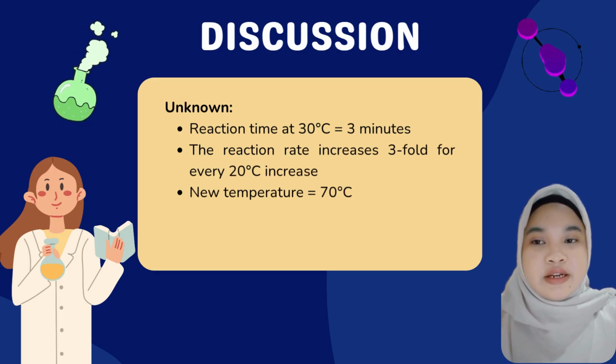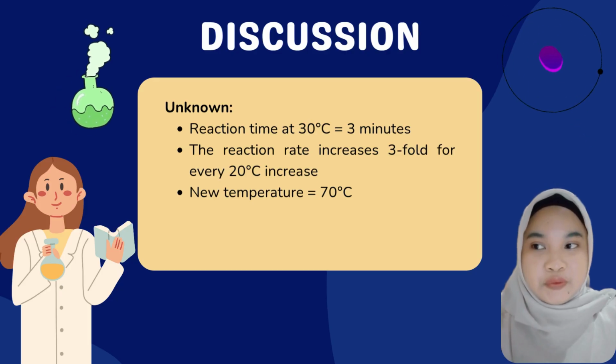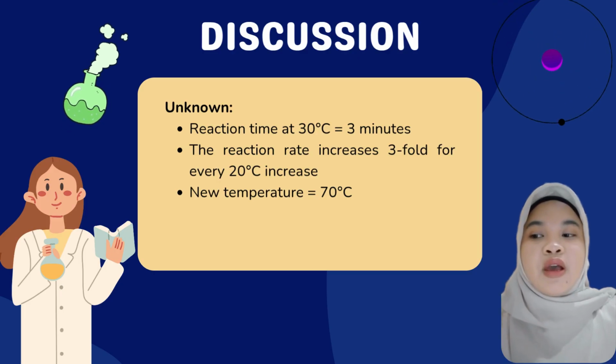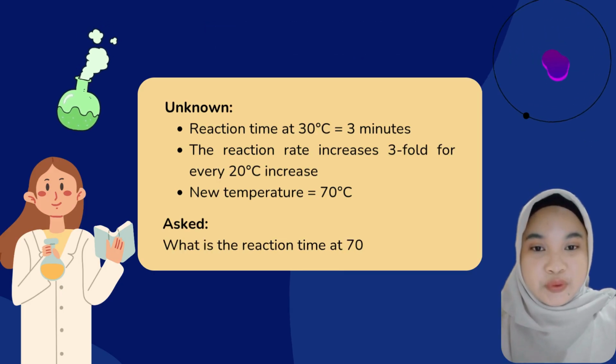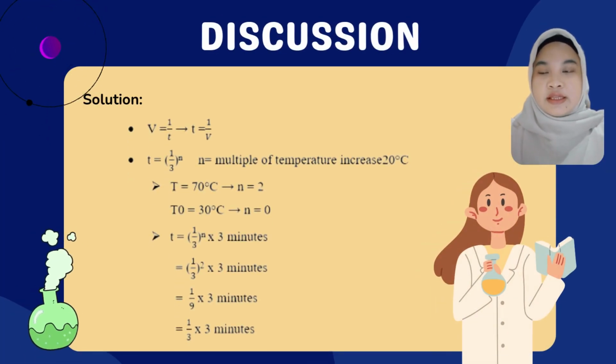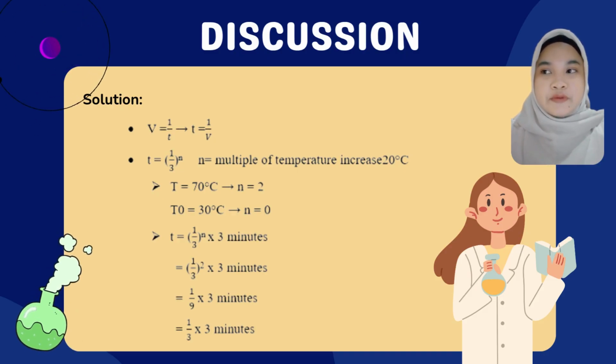The reaction rate increases 3-fold for every 20 degrees Celsius. New temperature equals 70 degrees Celsius. Ask, what is the reaction time at 70 degrees Celsius? Solution. V equal to 1 per T, become T equal to 1 per V. T equal 1 per 3 to the power N.